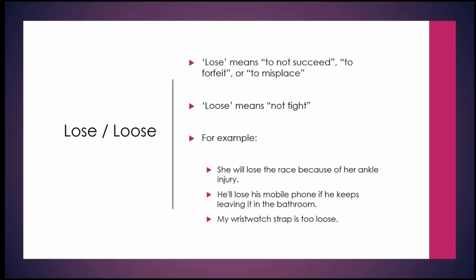So for example, she will lose the race because of her ankle injury. He will lose his mobile phone if he keeps leaving it in the bathroom, right? On the other hand, my wristwatch strap is too loose. So you see how these words are used differently, how they mean different things. And your spell check might not pick that up as a mistake.